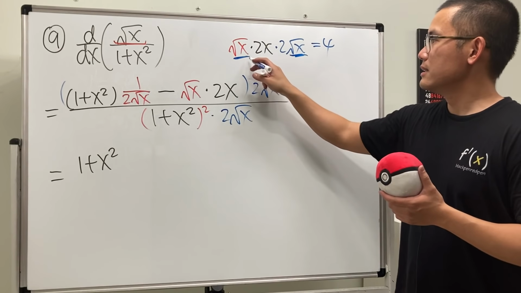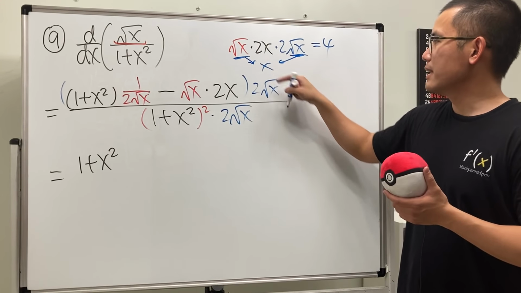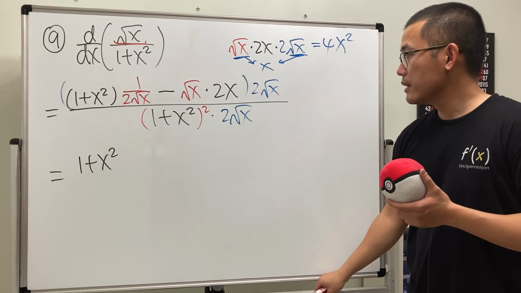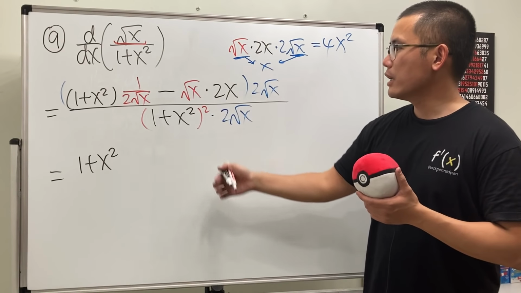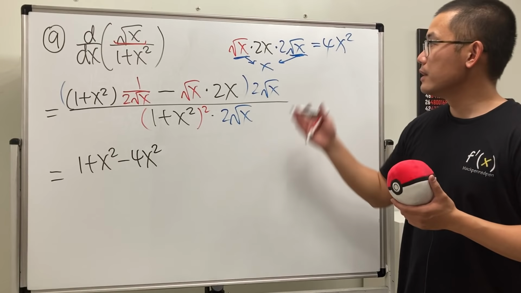But when we have this times this, that's another x. That's just x, right? So this right here is just x. And x times x, so we get 4x squared, right? So when we take this times that, we will get minus 4x squared. Right, so have a look on that.